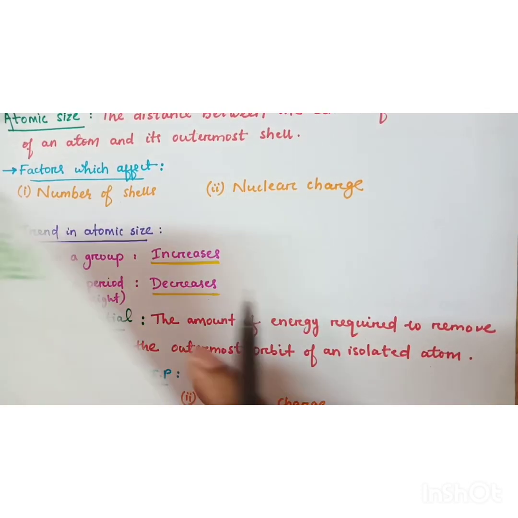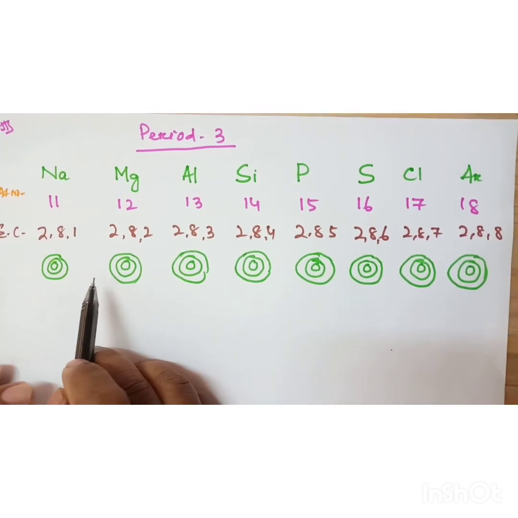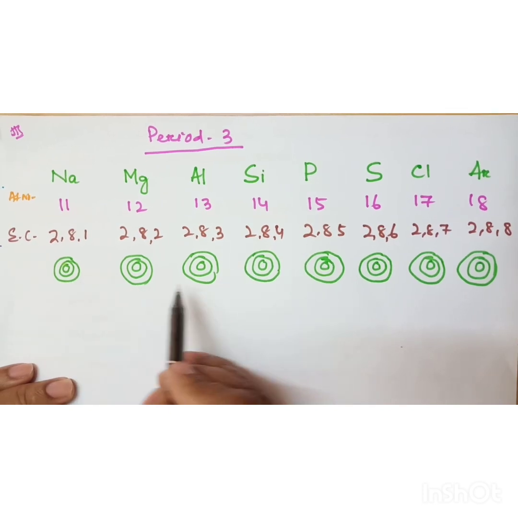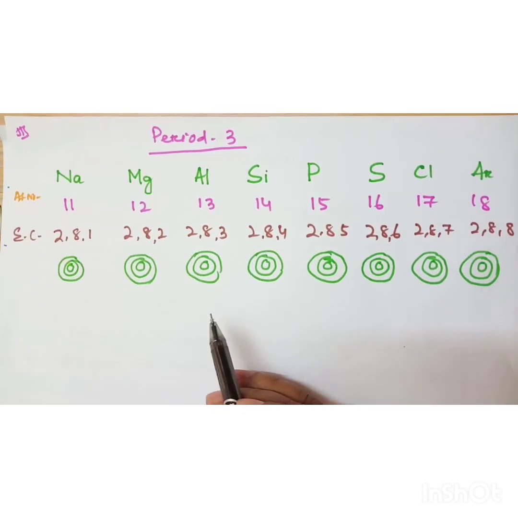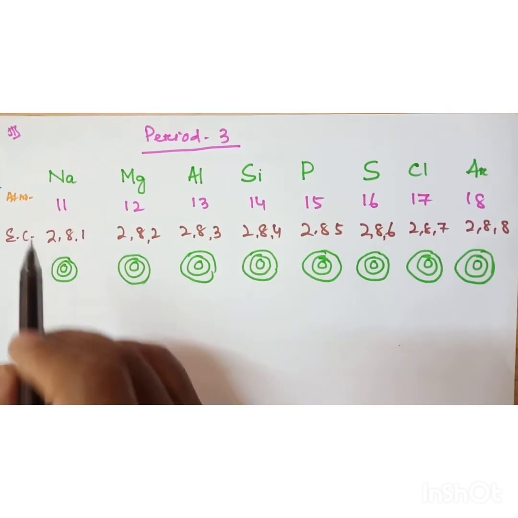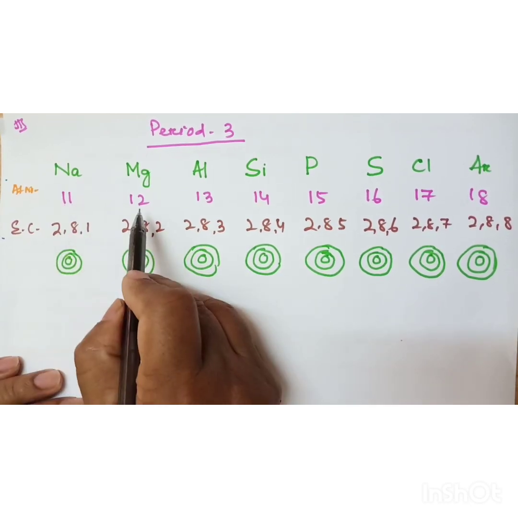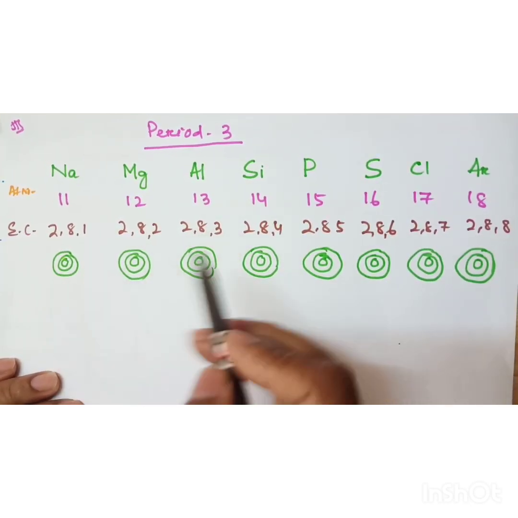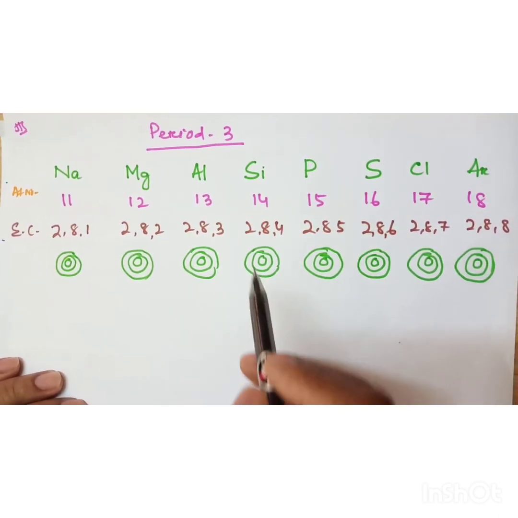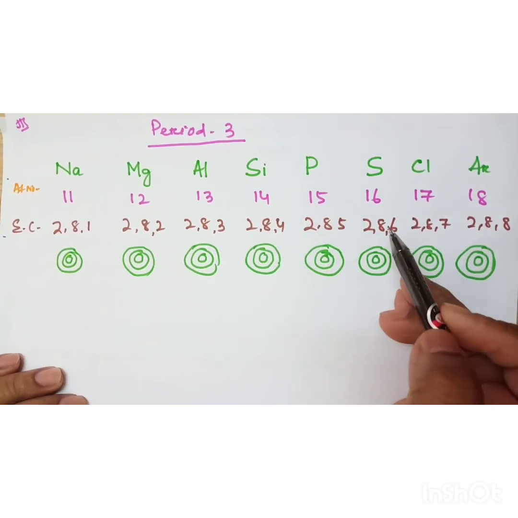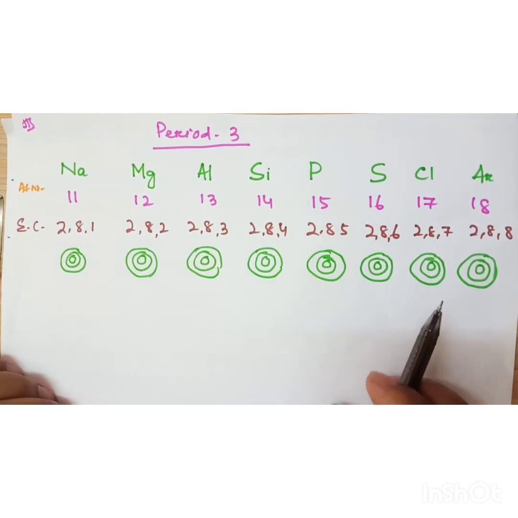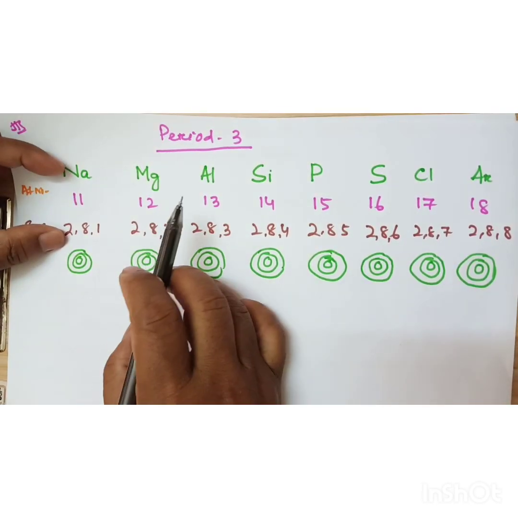Now come to period. So very interesting. Along a period from left to right, here 3 shells, here 3 shells, all shells the same. So you might think the size is also the same. No, size is never the same. Size decreases. Why? You see, here how many protons? 11 protons. Here 12 protons. Here 13 protons. So the number of protons increases, and as the number of protons increases, nuclear charge increases. So the force of attraction on the outermost shell increases. So it attracts the outermost shell more, so the size decreases. So along a period, the atomic size decreases.